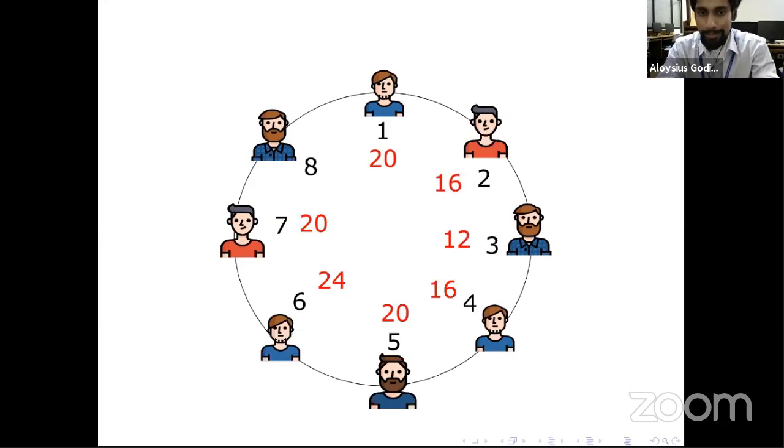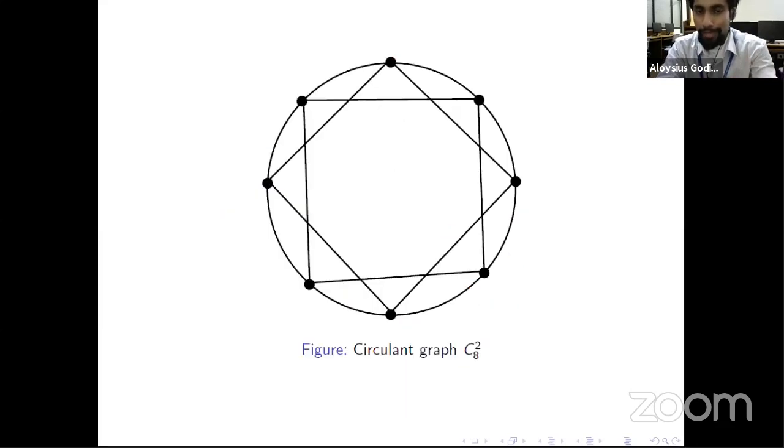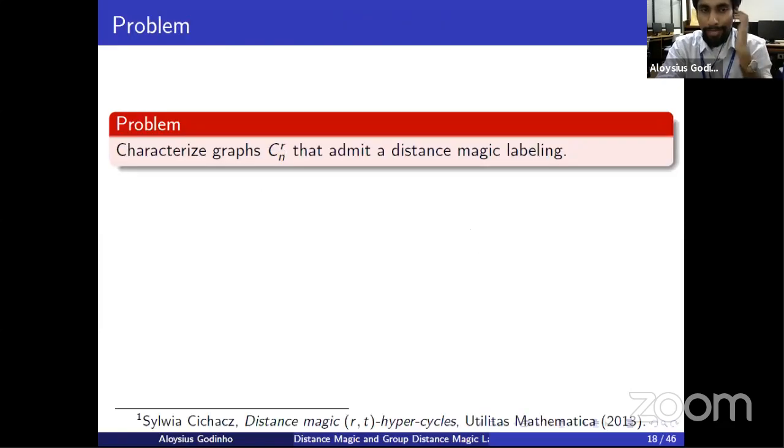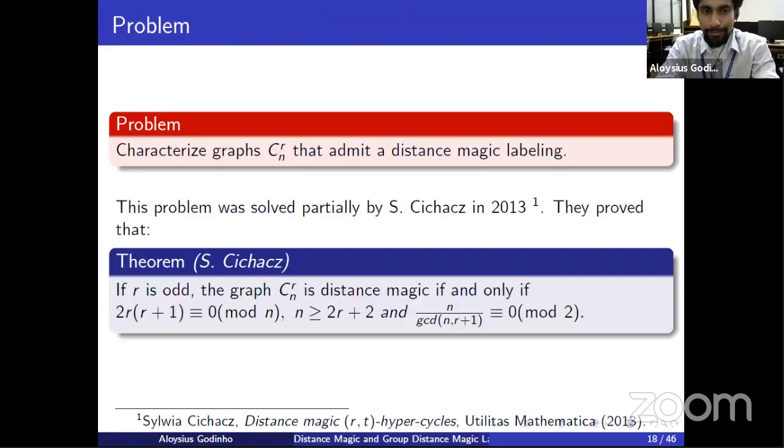So this is the graph that we're looking at: C8 power 2. It's the power of a cycle. This was proved by some researchers. They have proved that if R is odd, then the graph C n power R is distance magic if and only if 2R into R plus 1 is congruent to 0 mod n, and n is greater than or equal to 2R plus 2, and n upon GCD of n into R plus 1 is congruent to 0 mod 2.